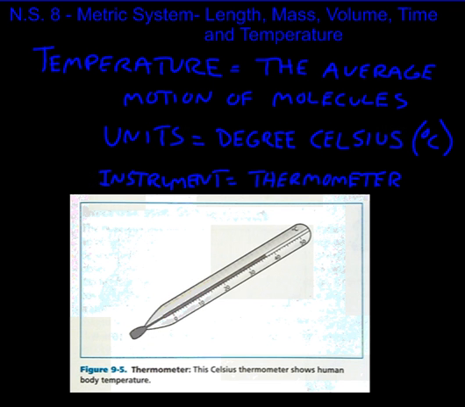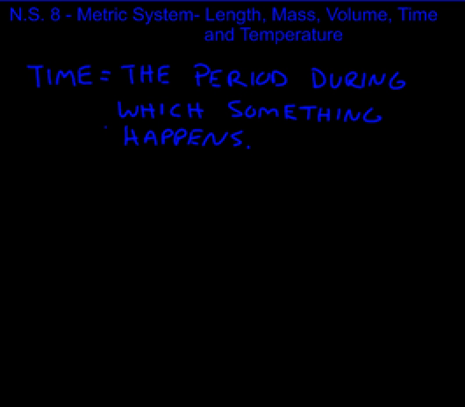This Celsius thermometer shows human body temperature, 37 degrees Celsius. It's interesting to note how a thermometer works. Liquids expand when they heat, and there's a very thin tube going up the thermometer with a reservoir at the bottom. As it heats up, the liquid expands, and the only way it can go is up the tube, so it measures a higher temperature.